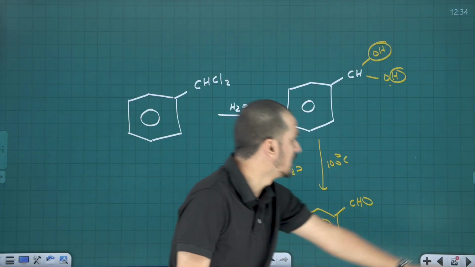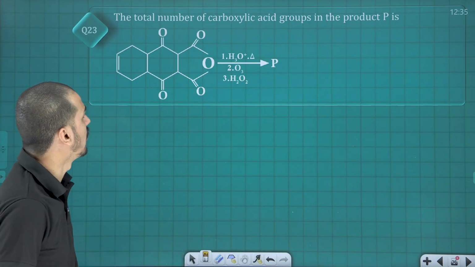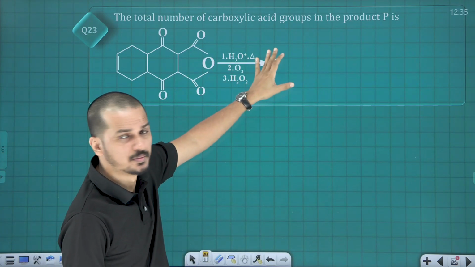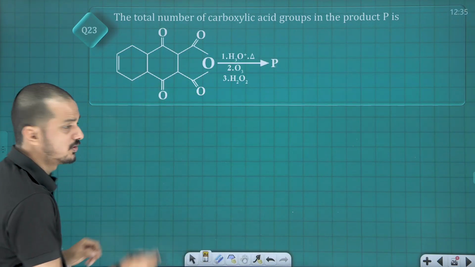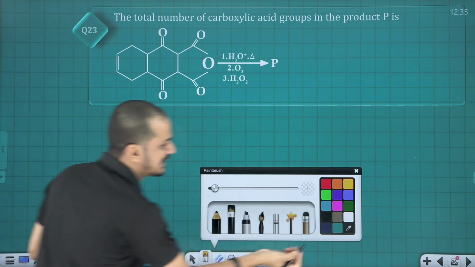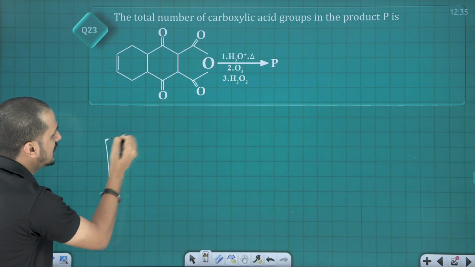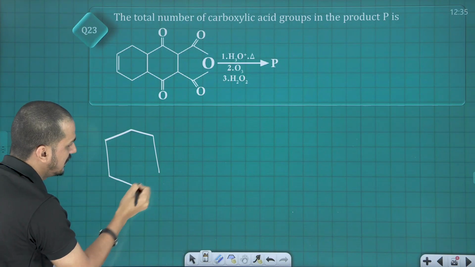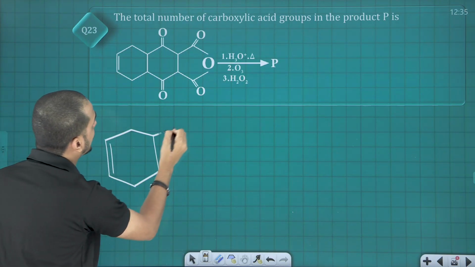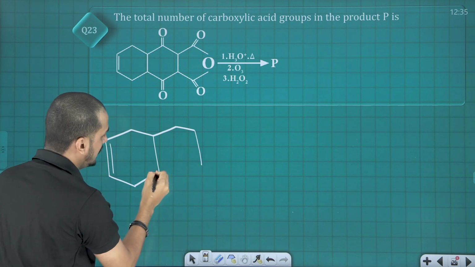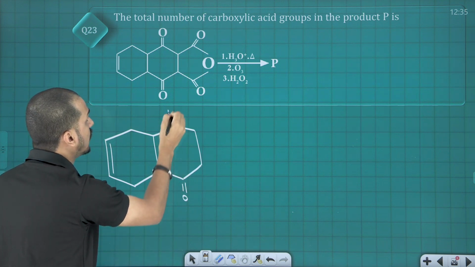Third integer type question. What's the question here? The total number of carboxylic acid groups in the product P is. So they gave one compound. Listen to me very carefully. It's a very interesting, nice question. Here you can see one ring. Here one double bond is there, and here another ring. Here you can see double bond O, here also double bond O.